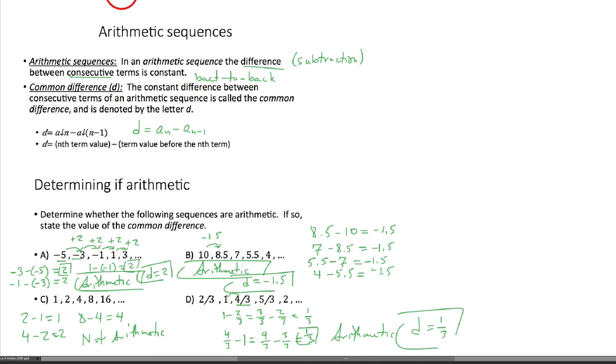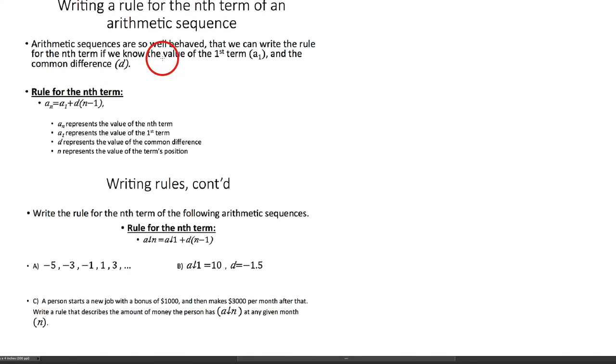So in this next video, we're going to take a look at how we can easily write the rule of an arithmetic sequence if we know the first term and the common difference.